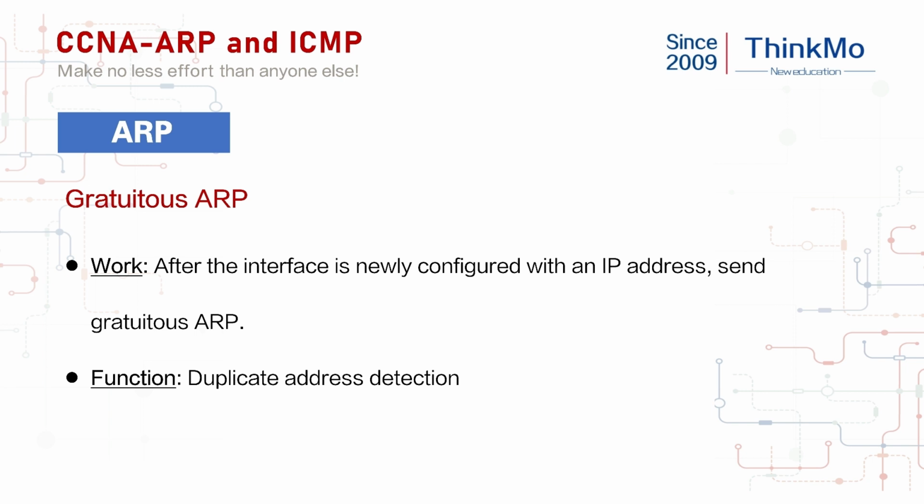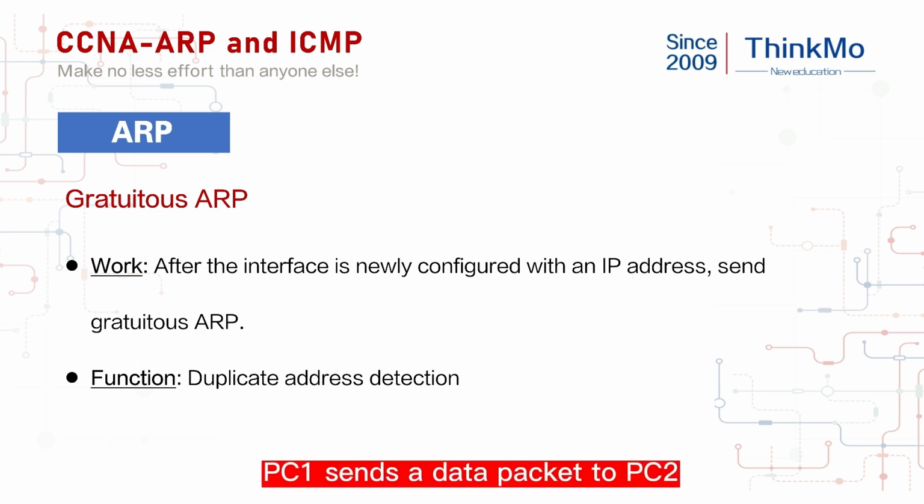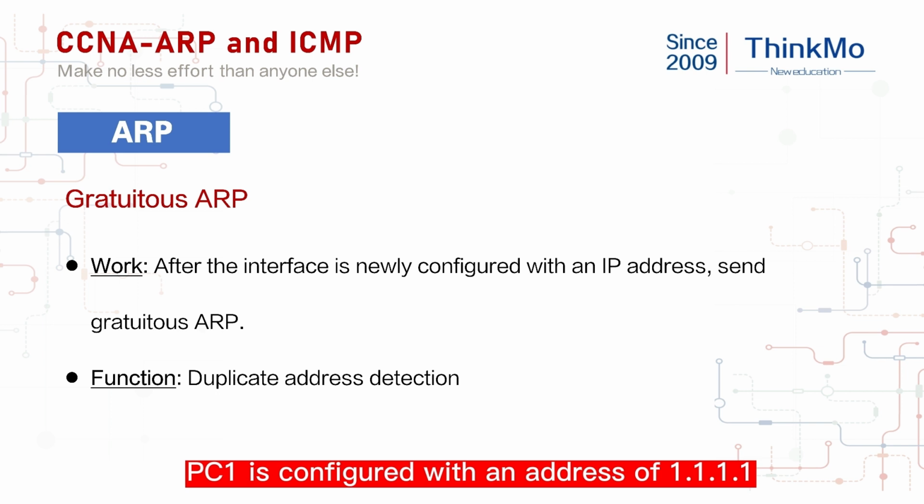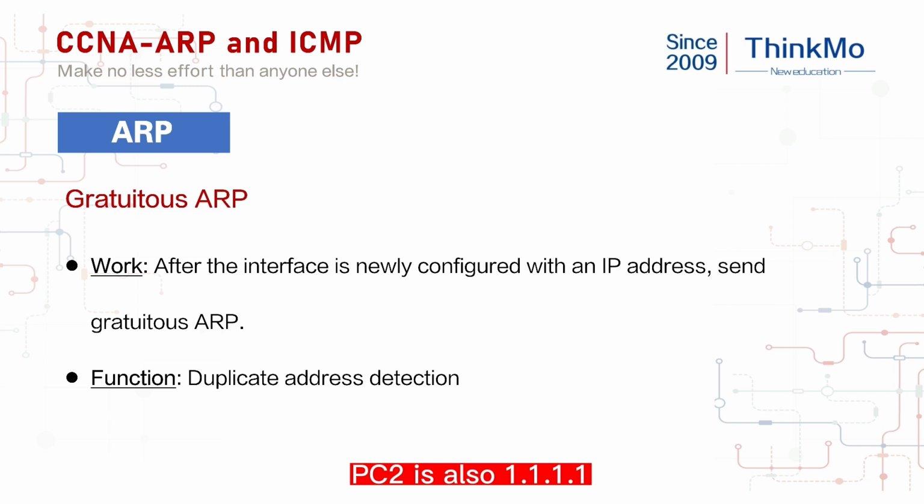For example, PC1 sends a data packet to PC2. PC1 is configured with an address of 1.1.1.1. PC2 is also 1.1.1.1. After PC1 is configured, the outbound packets PC2 received need a reply to PC1. In the same way, the current device received an ARP request and should give a reply. We just configured 1.1.1.3, so it will reply 1.1.1.3.